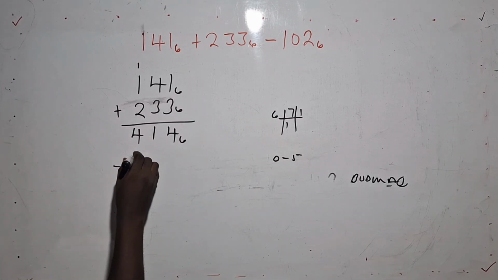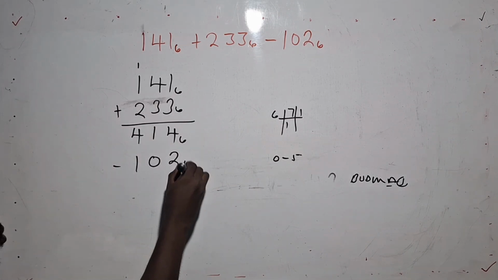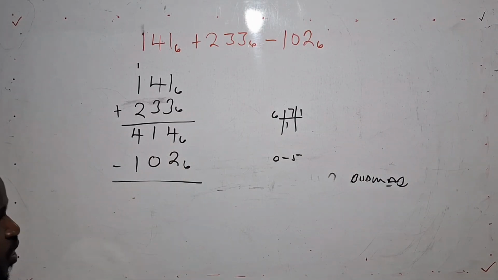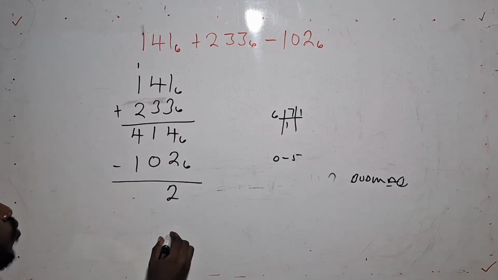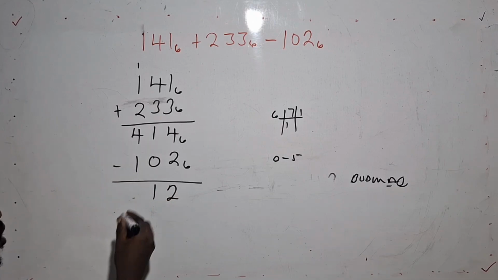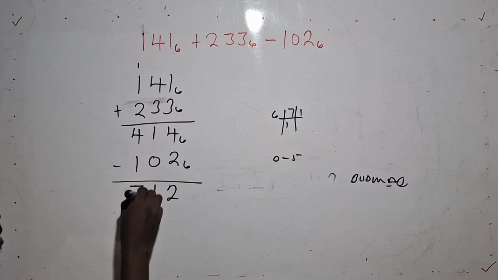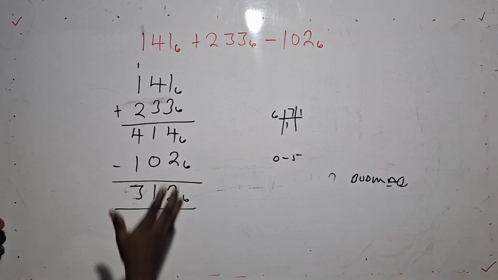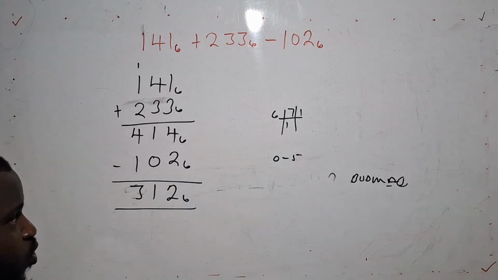Now let's subtract 102 base 6 from it. Can we subtract 2 from 4? Yes, so it will give us 2. Now 0 from 1 is the same as 1. Then 1 from 4 is 3. So in base 6, this is how we solve it.